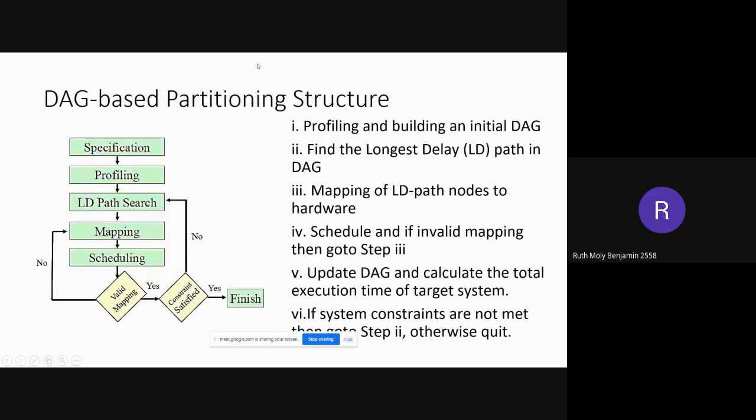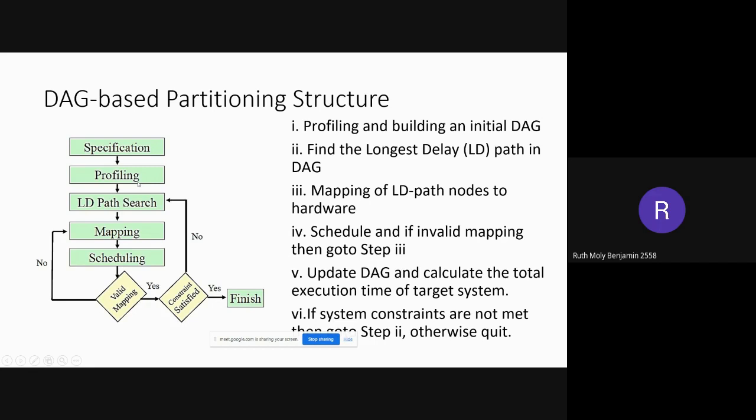And in this DAG, or directed acyclic graph, we have a specific partitioning structure. These are the different stages in the partitioning structure of a DAG. One is called specification. First, you need to specify. Then profiling. Then LD, which means longest delay path search. You need to search for the longest delay. This is the algorithm structure they follow. And then they map, and then they schedule.